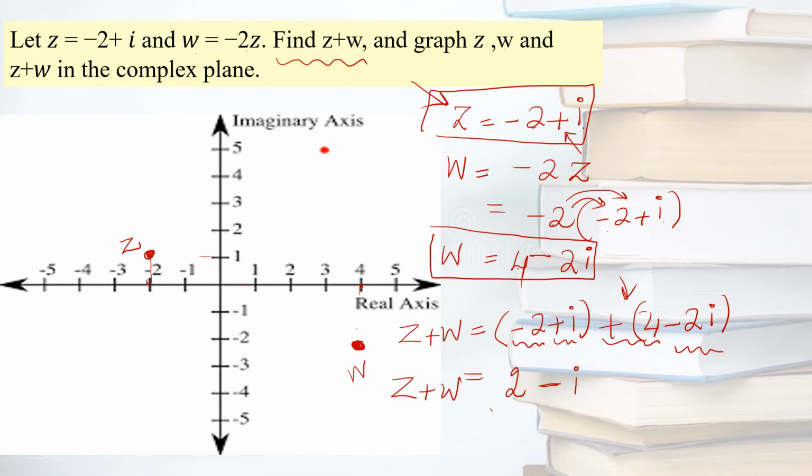Now after that you have z plus w. It means 2 minus i. So where is 2? Here is 2. And i is here. So that is your z plus w.